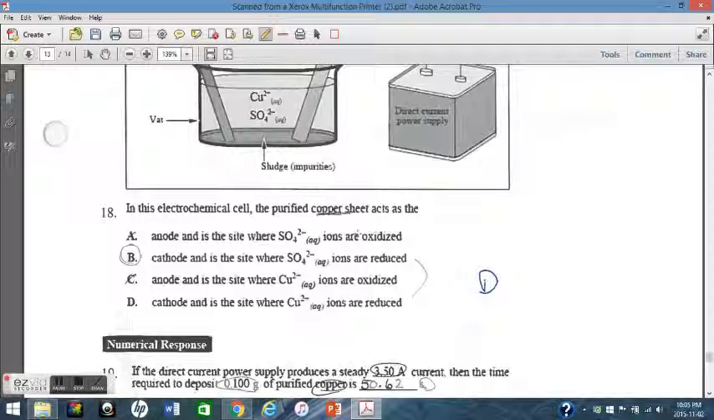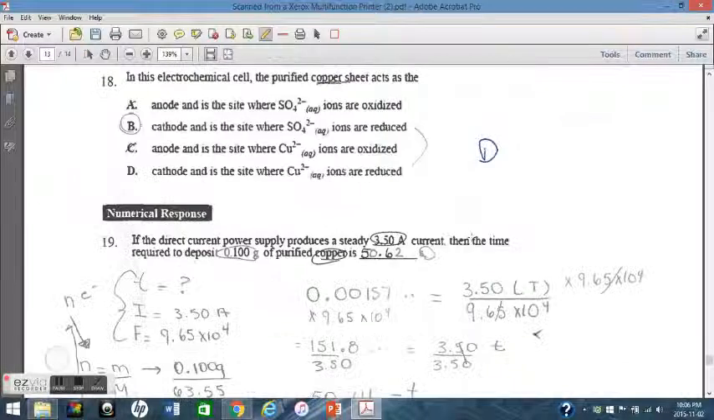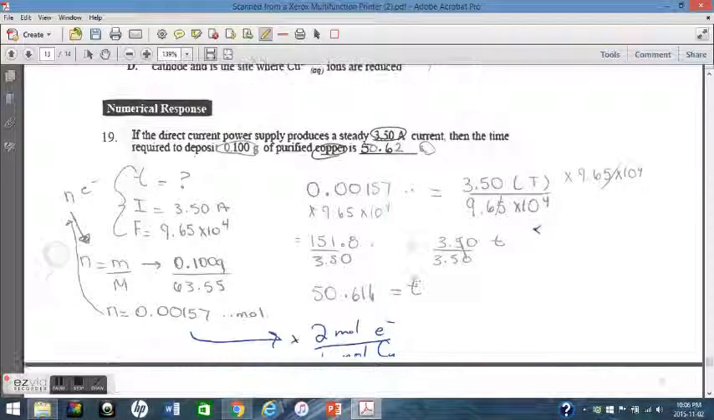Purified copper sheets act as the cathode. That part is correct, but the cathode in this case is going to be where the copper 2+ ions are reduced. Okay, the oxidizing agent is reduced at the cathode. That's the LEO-GER thing. Okay, this one here, there's a little hint I did give you on the sheet.